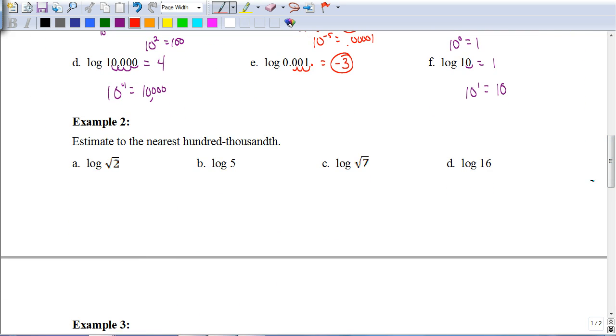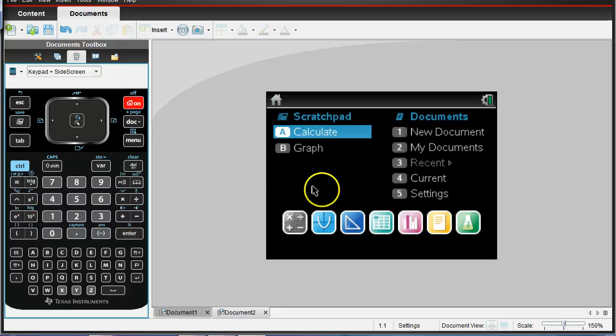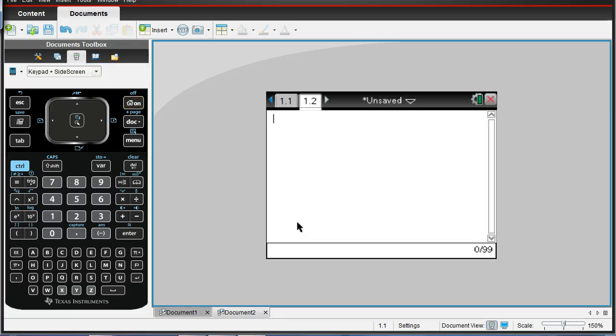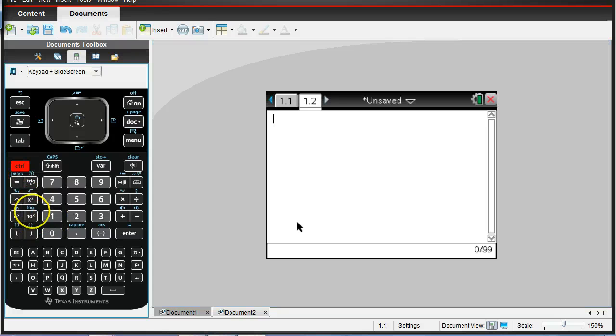Now these, I just want to make sure that you know how to use your calculator. We're not going to do all of these. We'll just do the first 2. So if you get your calculator out, just go to a regular calculator screen. The first one asks you to take the logarithm of square root of 2. Now on your CAS calculator, your logarithm is down here to the left of 1. It's in blue. So you're going to hit Control and then 10 to the x to get access to log.